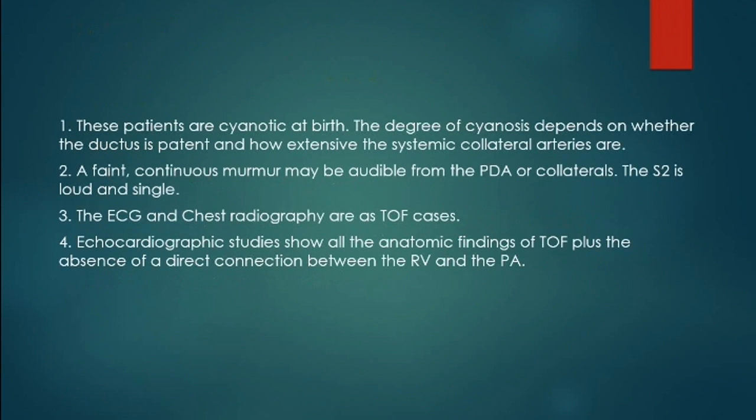These patients are diagnosed at birth by severe cyanosis. The severity is dependent on the patency of the ductus or the aortopulmonary collaterals. By auscultation, there is a faint continuous murmur of the PDA and the collaterals, and the second sound is loud and single. ECG and chest X-ray are similar to those of Fallot. Echocardiographic studies show the anatomy of Fallot plus the absence of a direct connection between the right ventricle and the pulmonary artery.